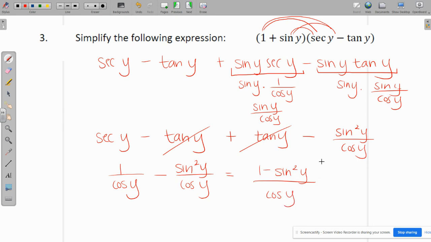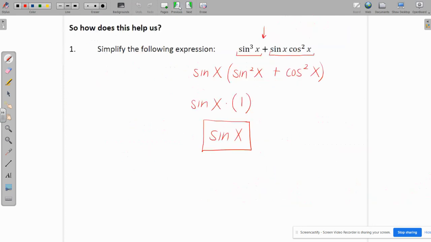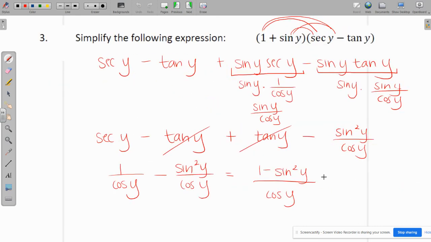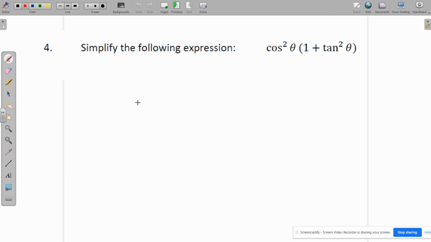And this, again, is a Pythagorean identity. 1 minus sine squared is, if I take sine squared away from both sides, 1 minus sine squared of our angle is cosine squared of your angle. So that means this numerator, 1 minus sine squared, is actually cosine squared over cosine. Cosine squared over cosine simplifies to just cosine. There are many ways to do many of these problems. So just because I do it one way doesn't mean that mine is the only correct way. There's many ways to do these.